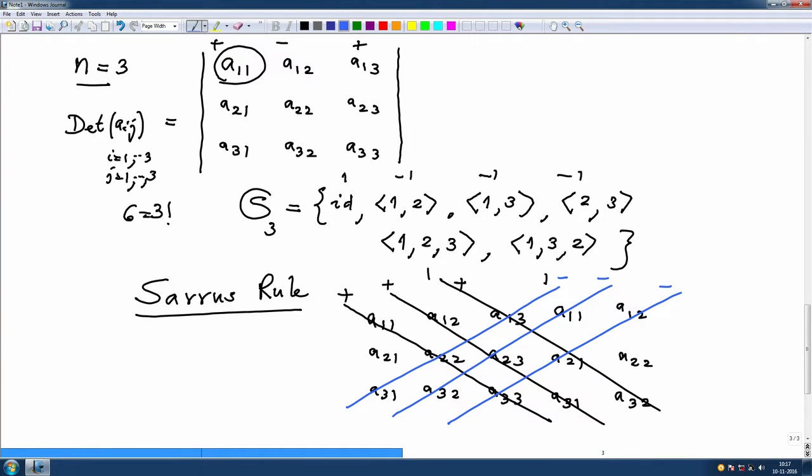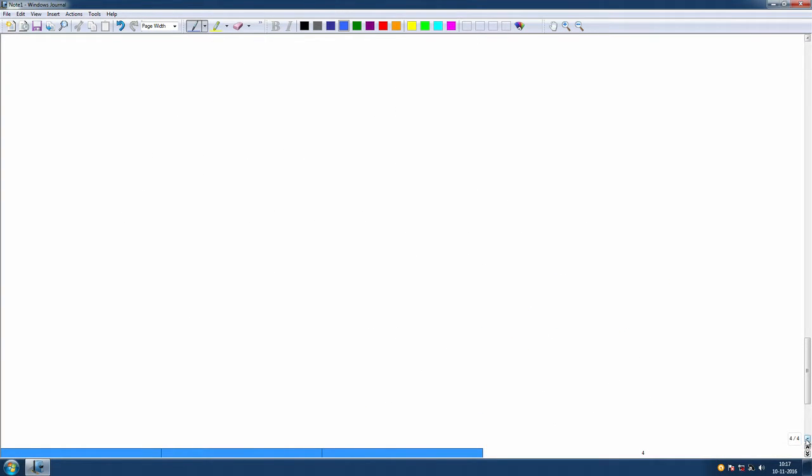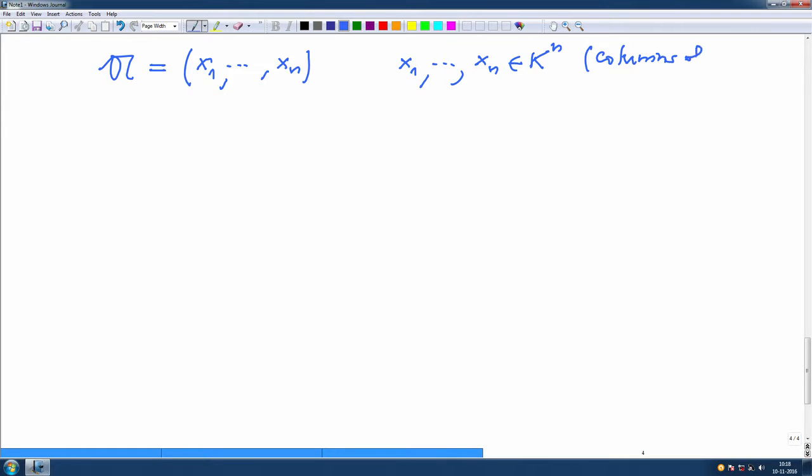Okay. Now, another thing I will quickly recall is, if you have a matrix A, I will write it as columns, x1, x2, xn, where x1, x2, xn are elements in k power n, they are the columns of A. And then note the determinant of A, the way we have defined it, is nothing but delta E, the standard basis determinant function, evaluated on the columns x1 to xn. Let me just recall quickly here.